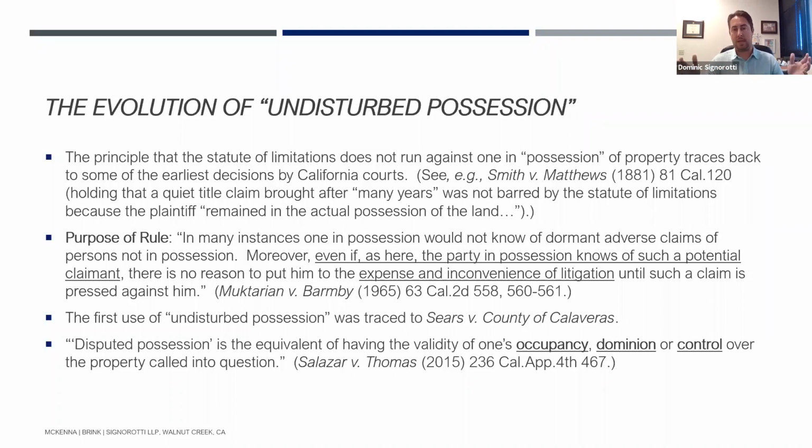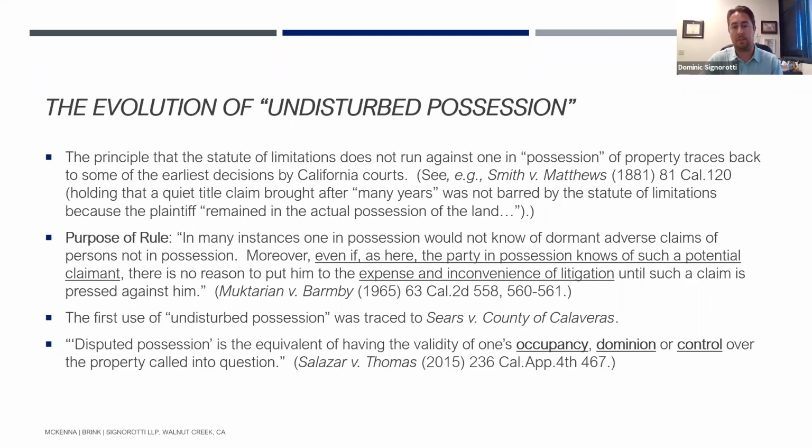So the basic thinking behind this rule is that, again, as long as you remain in possession of property, it doesn't make sense to force you to have to resort to litigation within a specific period of time just to establish your right to the property against claims that people may be asserting but not actually pursuing.